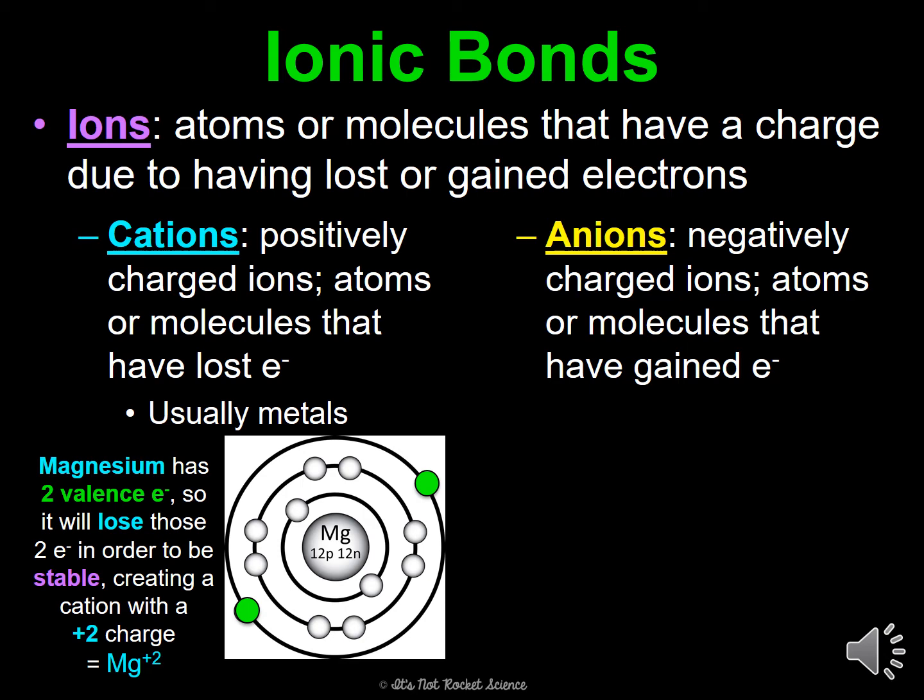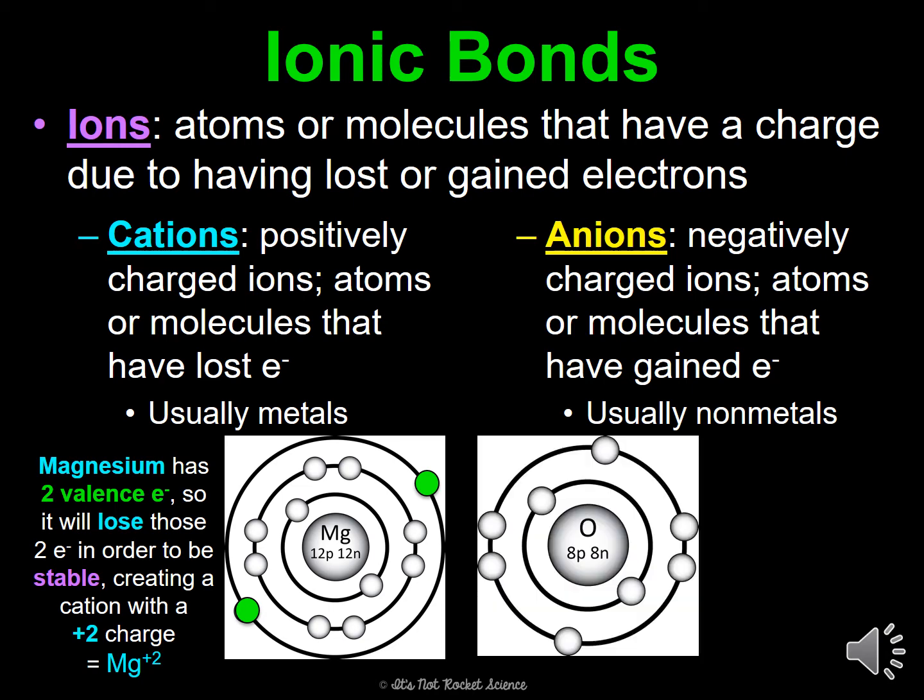Anions are the opposite of cations. These are negatively charged ions, or atoms that have gained electrons. So the opposite of cations, again, where cations are metals, anions are, for example, oxygen.